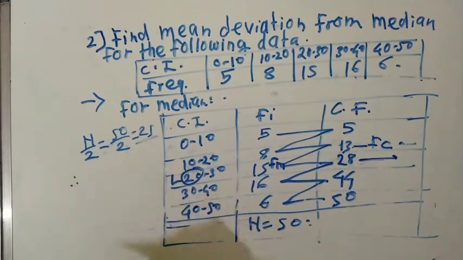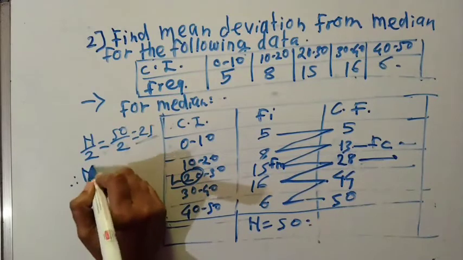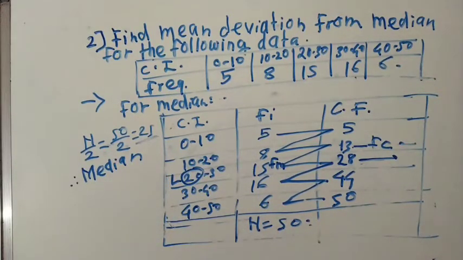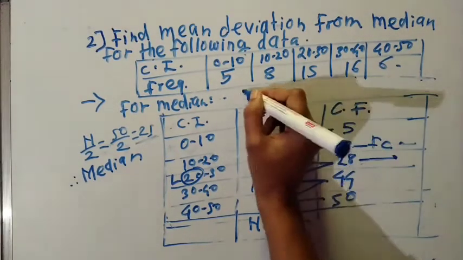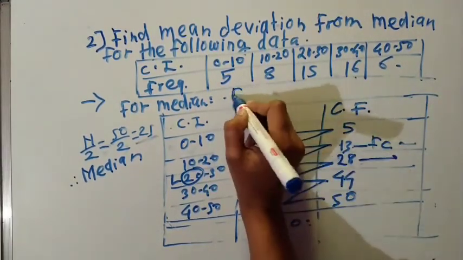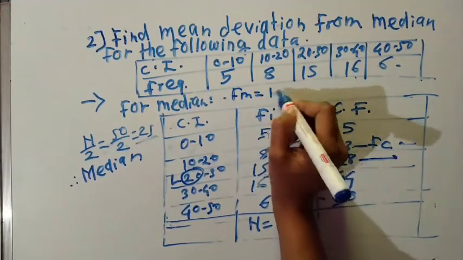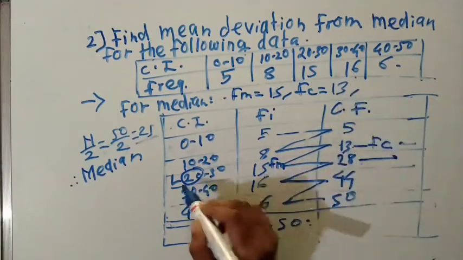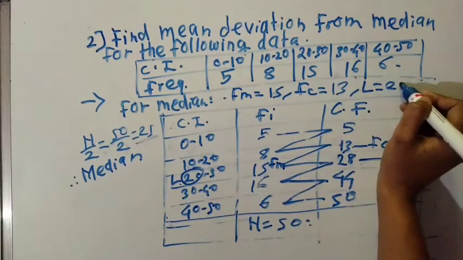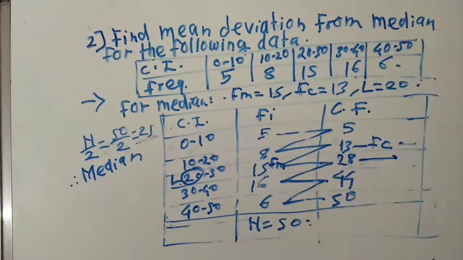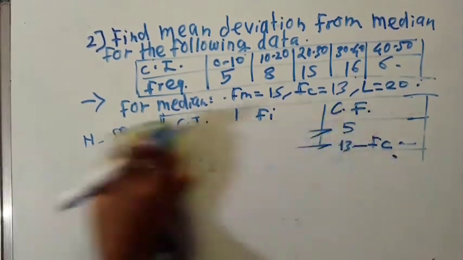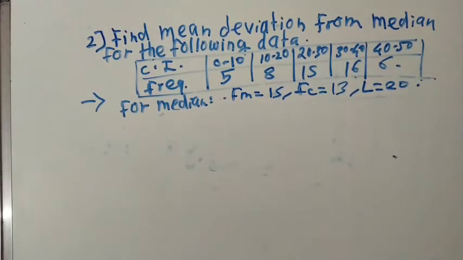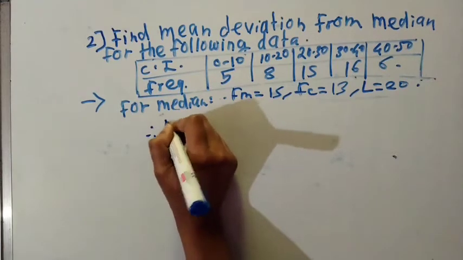Hence first we find out the median by the formula. Here fm is equal to 15, fc is equal to 13, l is equal to 20, where l is the lower limit. Then find out the median by this formula.